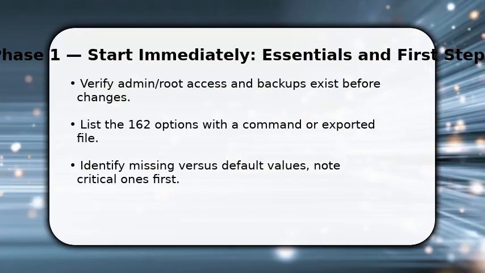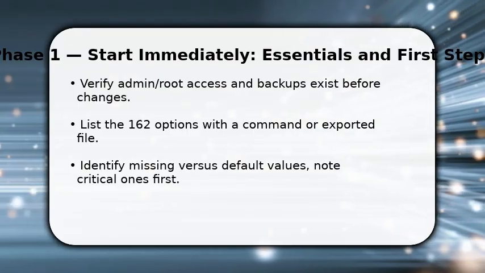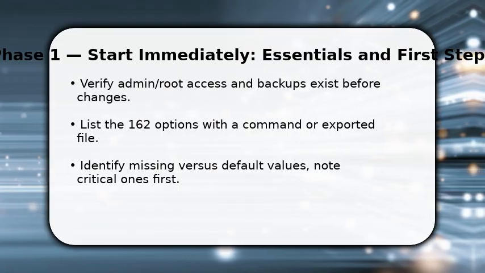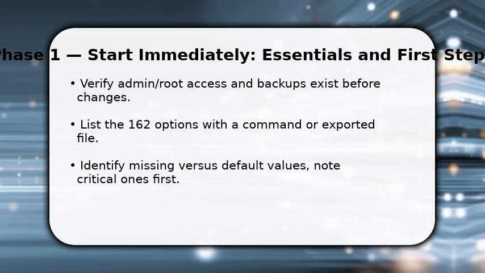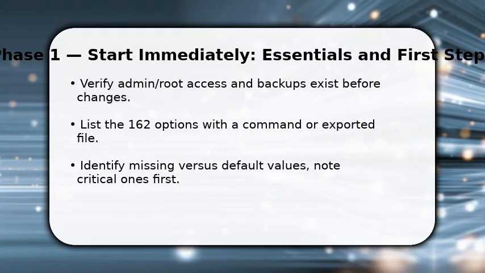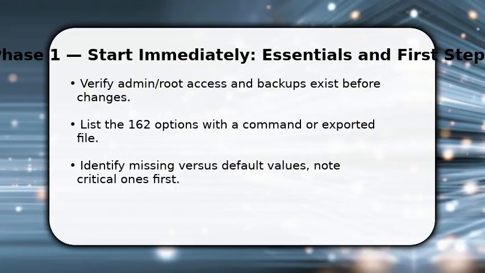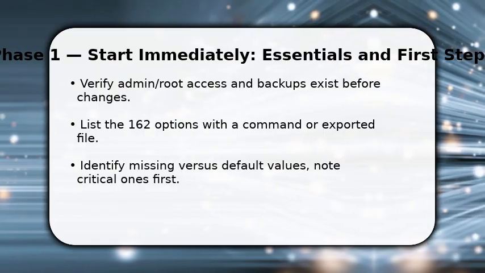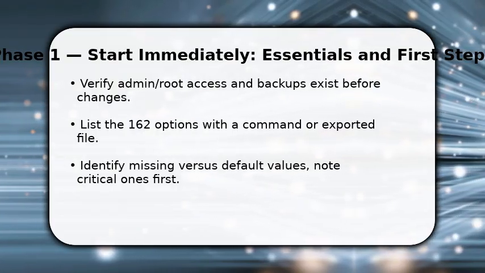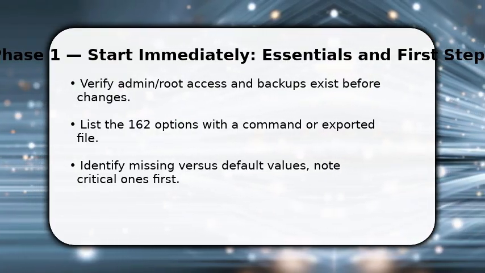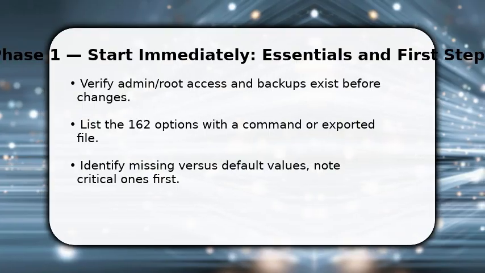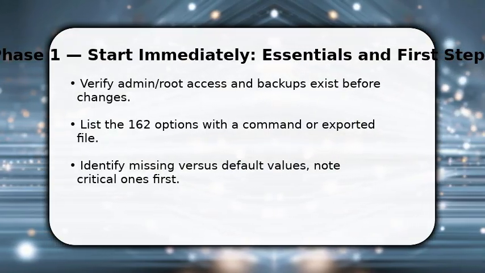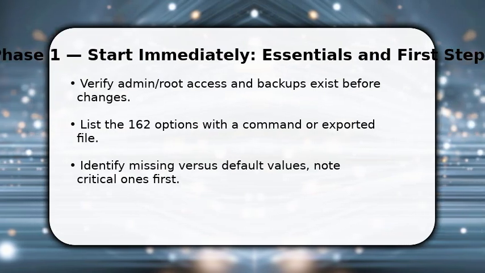You start by confirming admin access and a recent backup. This prevents accidental lockouts. Once done, run the listing command to export all 162 system options to a file so you can work offline. Make sure to flag critical options, authentication, networking, storage, so they get priority. Then, compare the export to your standard baseline to see what is unset versus expected. Finally, prepare a change plan that targets the highest-risk unset options first.